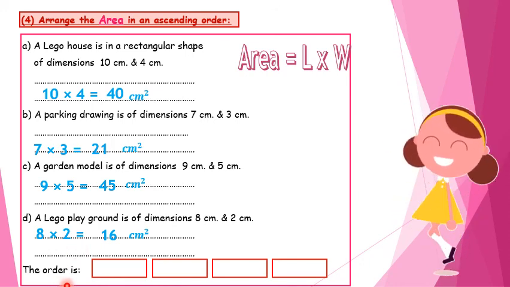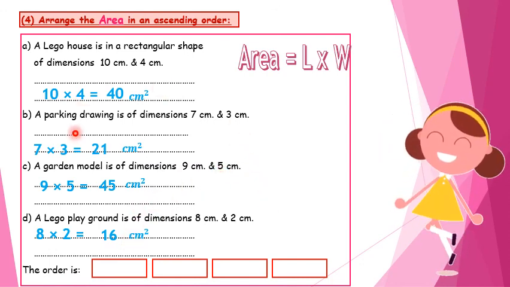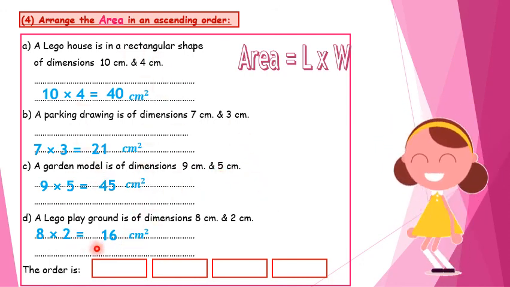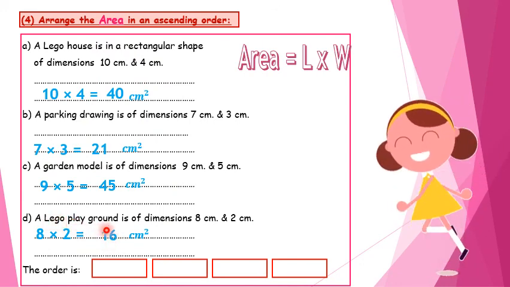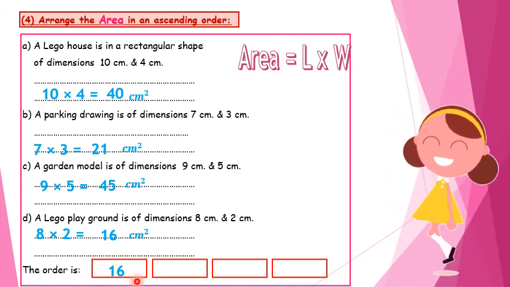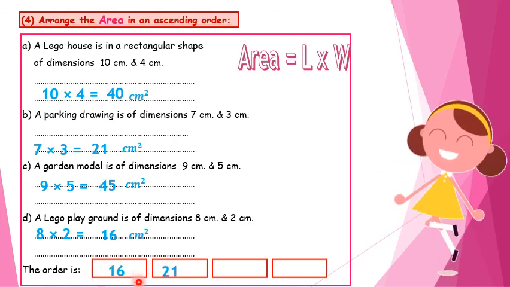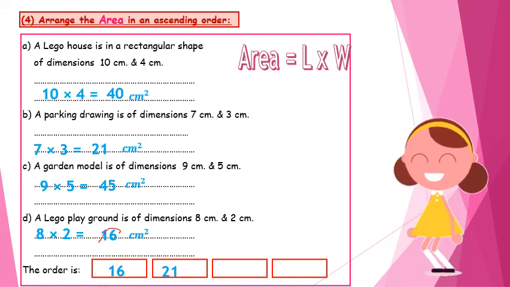Now I want to arrange them ascendingly. This means I arrange them from the smallest to the greatest. Which one here is the smallest area? The area of the Lego play garden is the smallest. So I put here 16 and I mark it because I don't want to use it again.